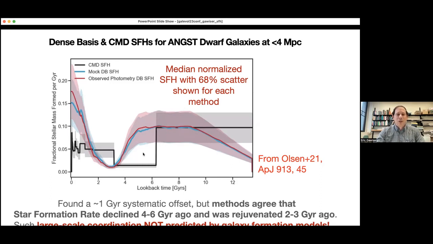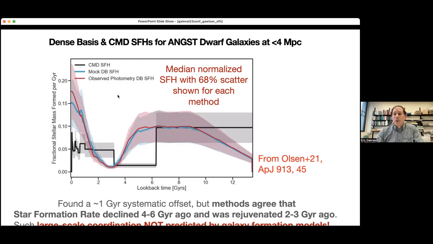And while we may have a 1 gigayear offset in the timing, both methods agree that there's a decline in star formation rate in local volume dwarf galaxies several gigayears ago, which might, due to uncertainties in the ability to time the age of very old stars, actually correspond to an earlier epoch around reionization when dwarf galaxy star formation was expected to be reduced. And then we see a rejuvenation around 2 to 3 billion years ago, when the median and most of the galaxies in the local volume started forming stars heavily again. This kind of large-scale coordination is not predicted by galaxy formation models, and remains a fascinating mystery to see why it's happening in the local volume.